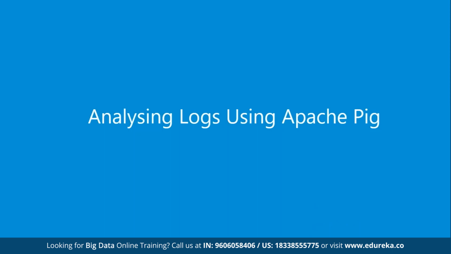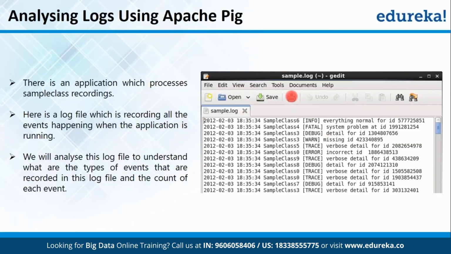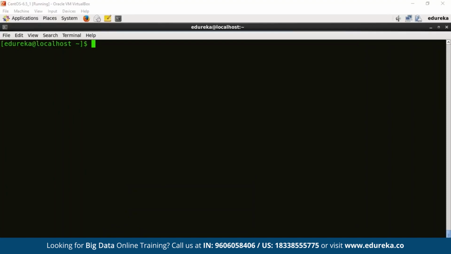Now we'll see how to analyze logs using Apache Pig. Okay. So this is the log file that you have. This log file has been created by an application which processes the sample class recordings. Okay. So this log file is generated when the application is running and it records various events into the log file. So the task is to understand what are the various events that are recorded in the log file as well as the frequency of these events. Guys, first of all, let me show you the sample log file that we have.